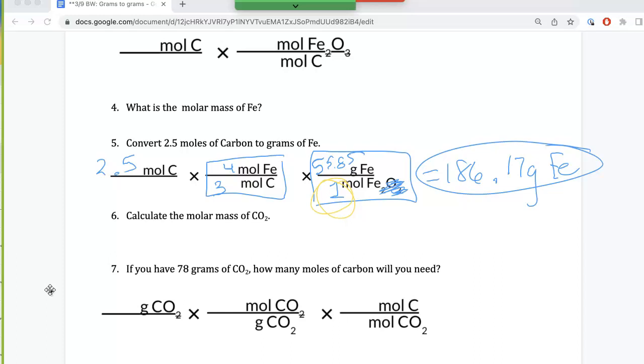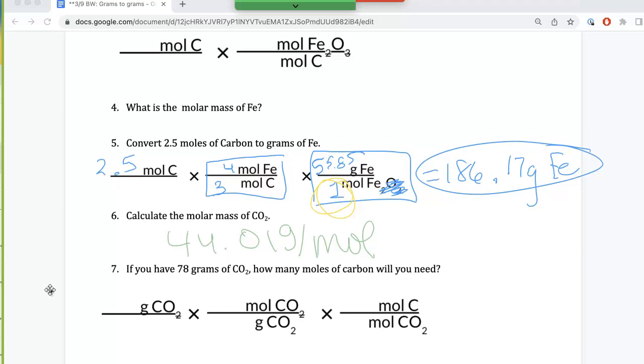The next question, I need to find the molar mass of CO2. I find that just by looking at the periodic table. You did a wonderful job with that, so I won't go too much in depth, but the molar mass of CO2 is 44.01 grams per mole.